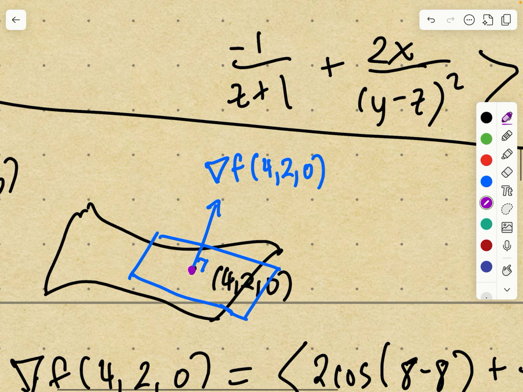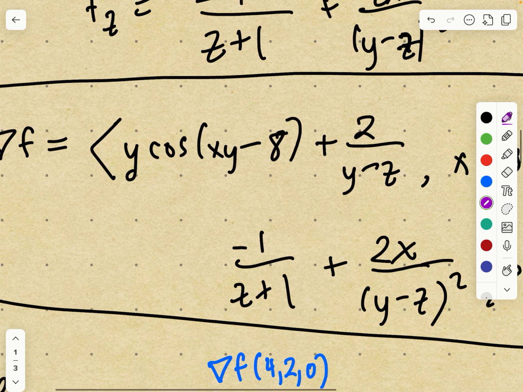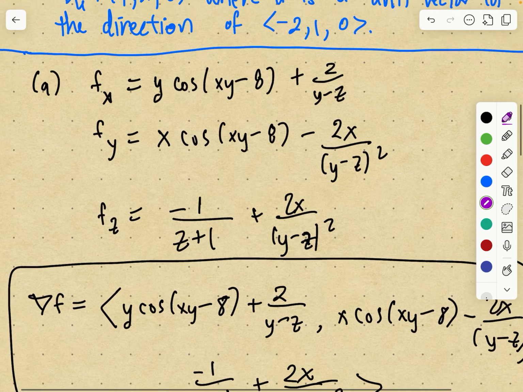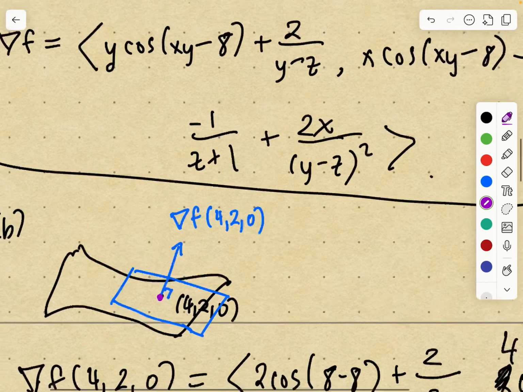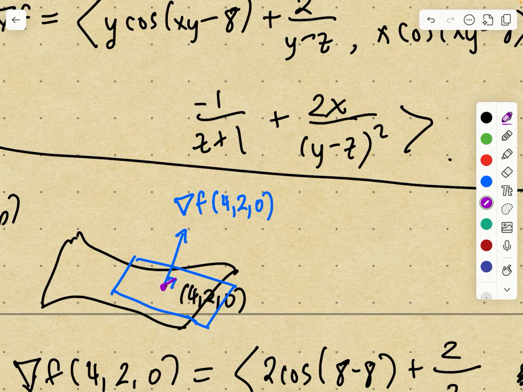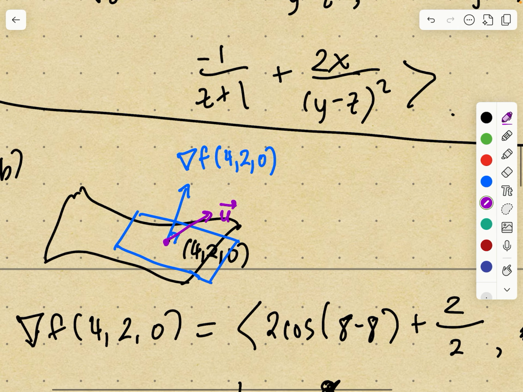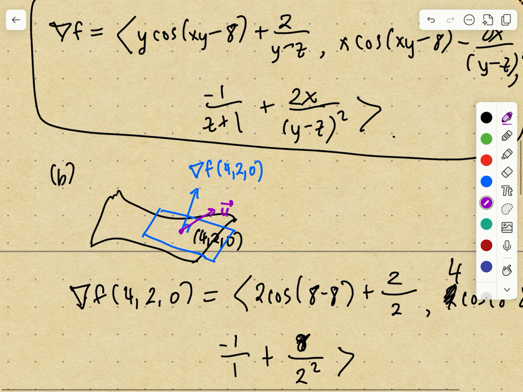But what is the rate of change of temperature if you're going in a different direction? So you're going in the direction of u. So let's say, I don't know, u is this way. Well, the question is, how fast is the temperature changing when you're going in that direction? That's what the question's asking. That's what the directional derivative tells you. It's the rate of change of the function in that direction. And then the theorem is that the answer is the dot product of the gradient with that unit vector.